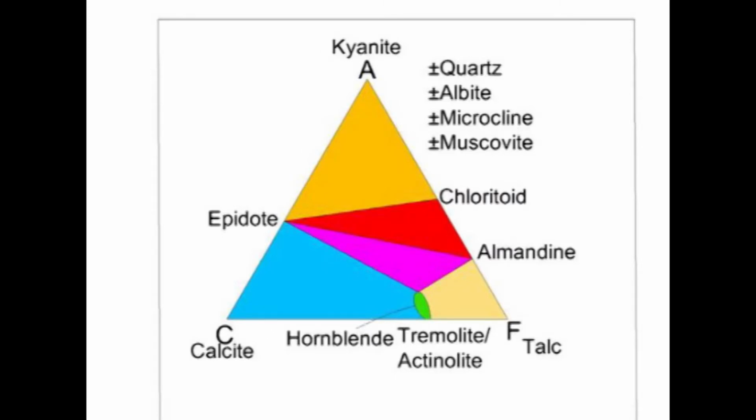We can observe the following mafic/basic assemblages with the help of the ACF diagram. First assemblage: hornblende plus epidote plus albite plus or minus quartz. Second assemblage: hornblende plus epidote plus almandine garnet plus albite plus or minus quartz.